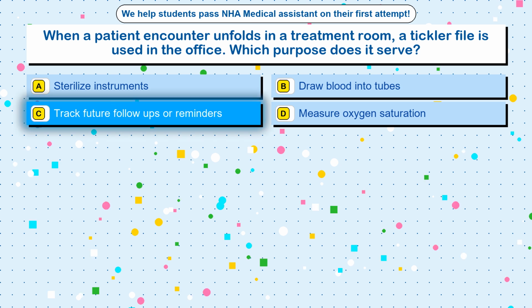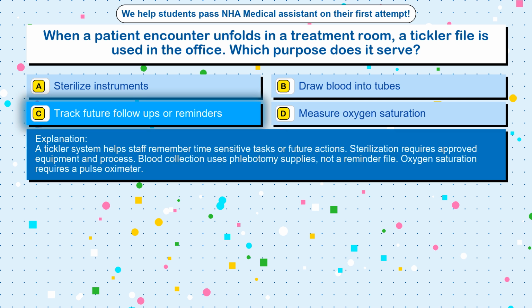The correct answer is option C, track future follow-ups or reminders. A tickler system helps staff remember time-sensitive tasks or future actions. Sterilization requires approved equipment and process. Blood collection uses phlebotomy supplies, not a reminder file. Oxygen saturation requires a pulse oximeter.